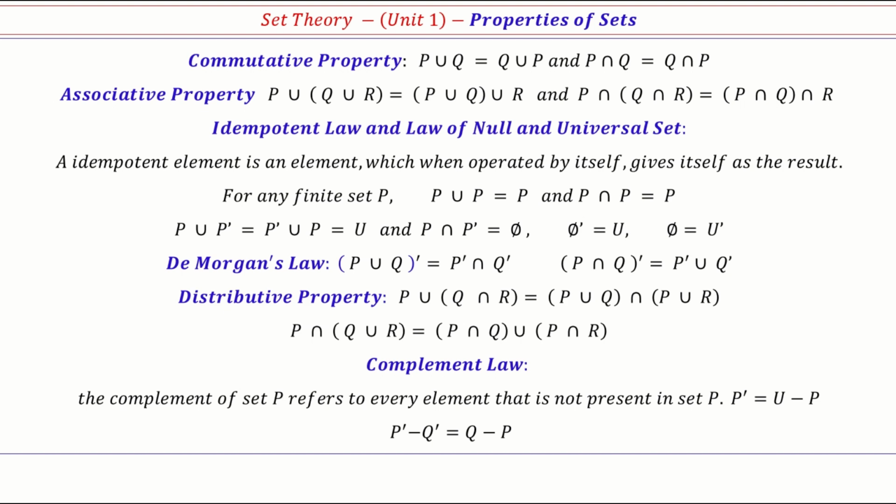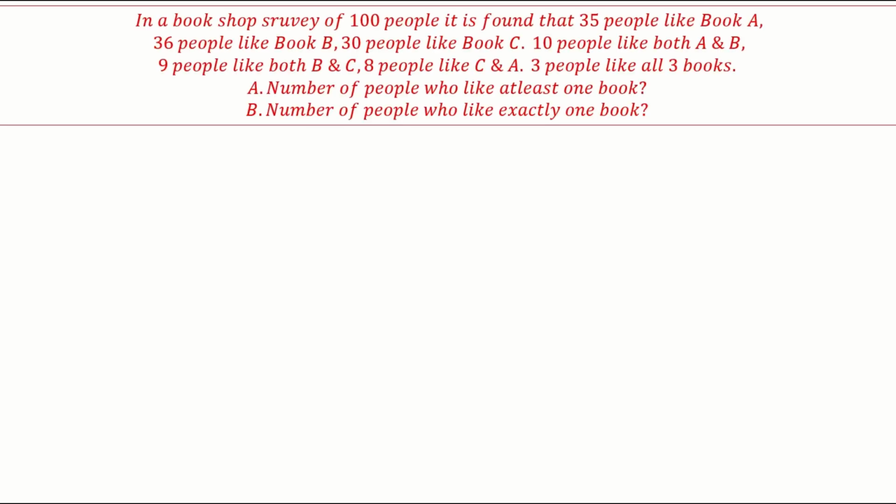Okay, so these are all the properties. All these properties can be very easily proved using Venn diagrams, or you take example sets and then try to apply them. You can prove it very easily. Okay, let's get into the problems.